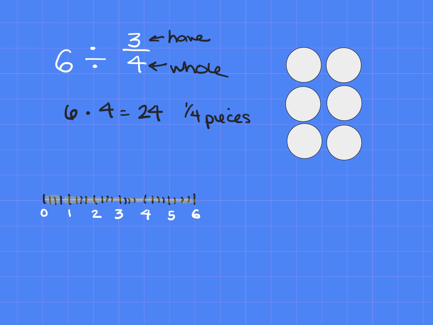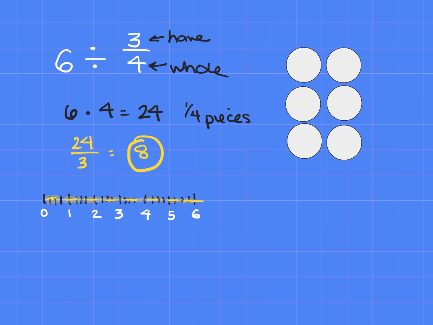Now, if we count up how many pieces that created, that was 24 pieces, and we broke them up into groups of 3, right? We counted how many groups of 3 of those 1/4 sections we have, which is 8. 1, 2, 3, 4, 5, 6, 7, and 8. So that means that 6 divided by 3/4 is 8.